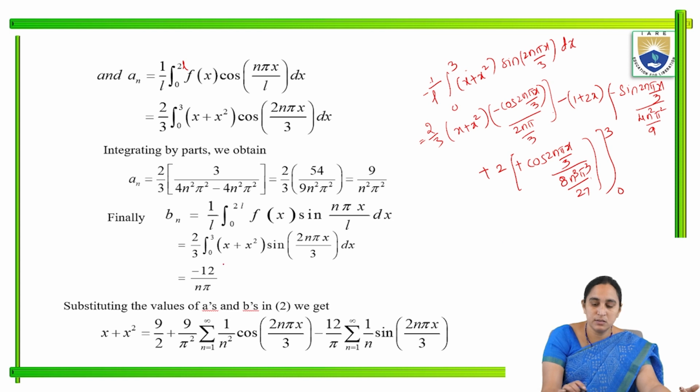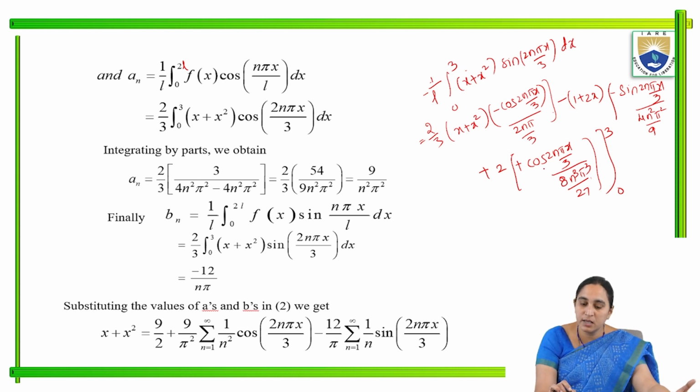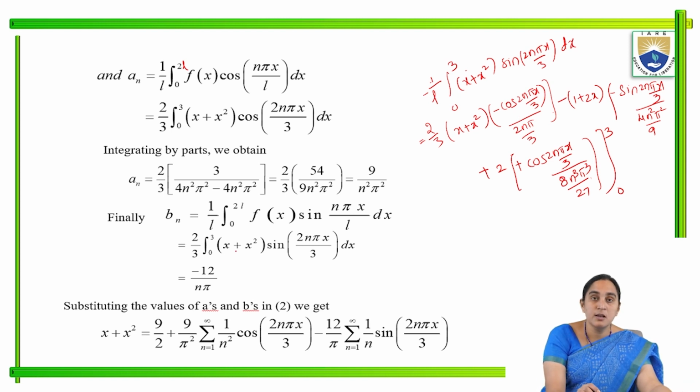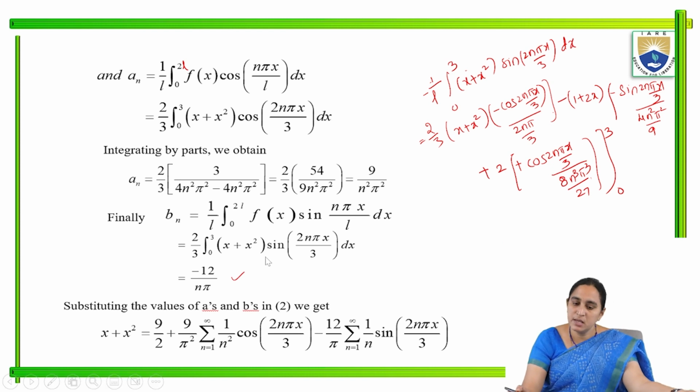After the integration, substitute the limit points. From that, again sine terms are zeros, and substitute the limits only for the cosine terms. After the simplification, directly we get minus 12 by n pi.